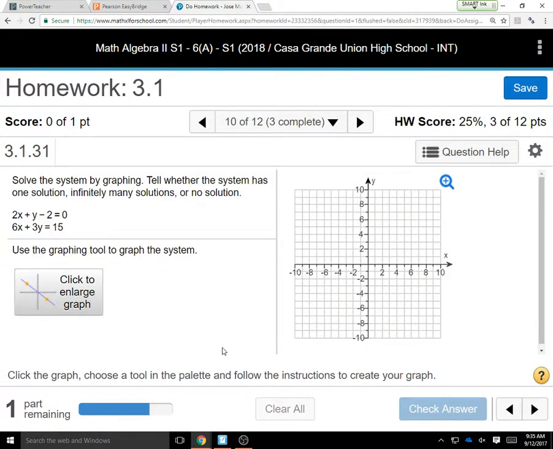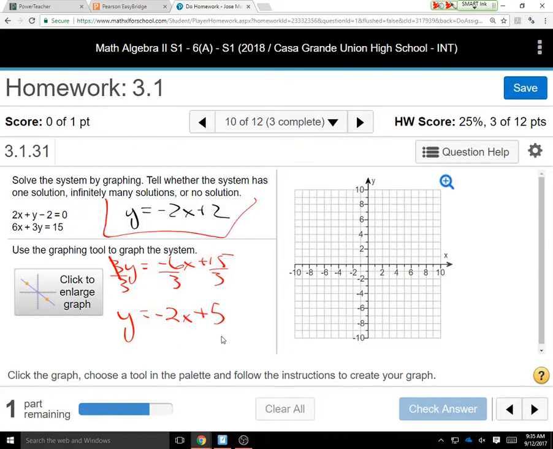Solve the system by graphing, tell what the solution is. Okay, so here, let's see here, y equals negative 2x plus 2 on the top one. And then we've got, this might take me a couple steps. So I've got 3y is negative 6x plus 15. When I divide by 3, I'm going to get y equals negative 2x plus 5. So this is what I'm looking at. And of course you know how to graph them now, right?